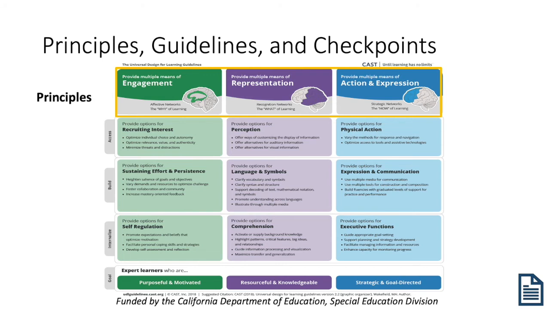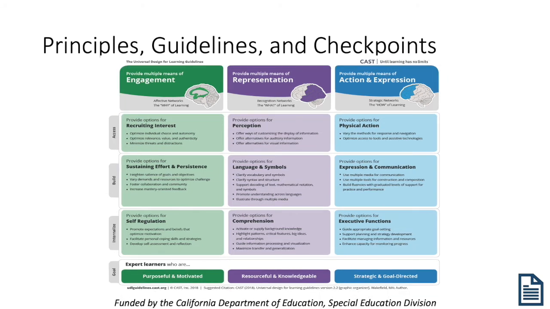The UDL provides students with multiple means of engagement, representation, and action and expression. Each column in the graphic is a principle. There are 9 guidelines, 3 in each principle, that are intended to activate different areas of the brain. The 9 guidelines are providing options for recruiting interest, perception, physical action, sustaining effort and persistence, language and symbols, expression and communication, self-regulation, comprehension, and executive functioning.